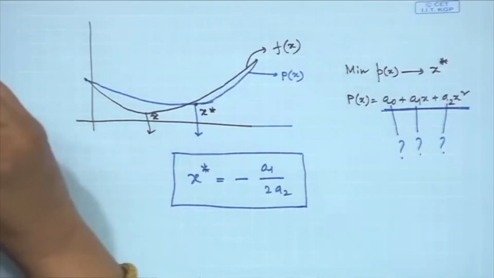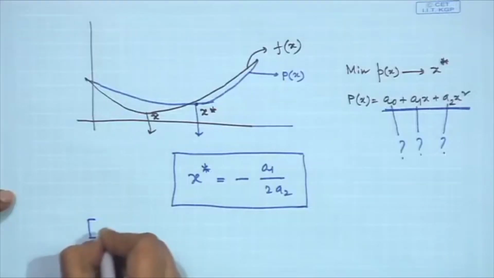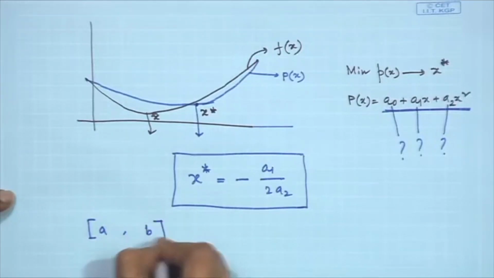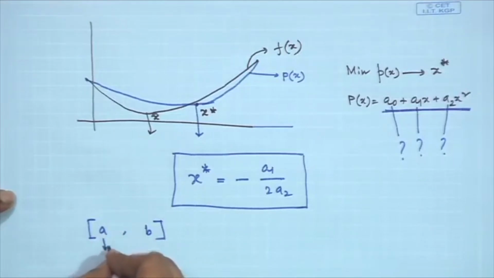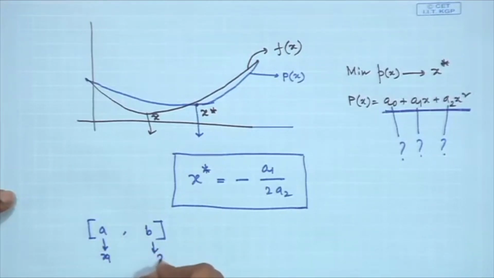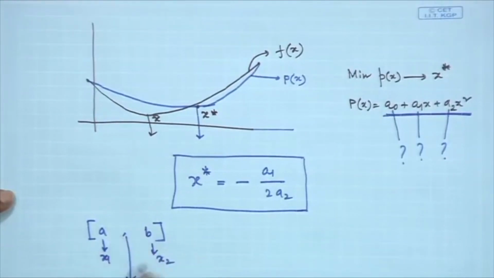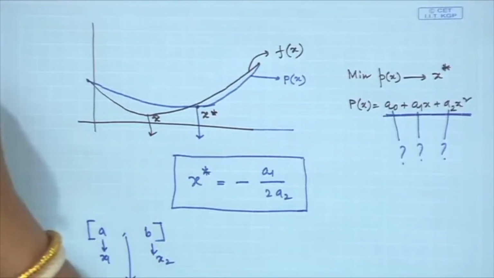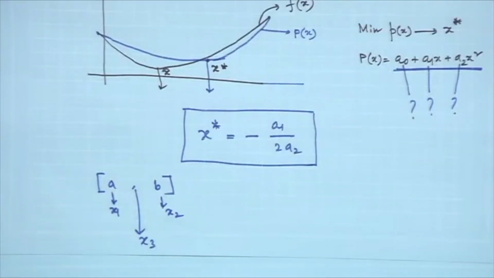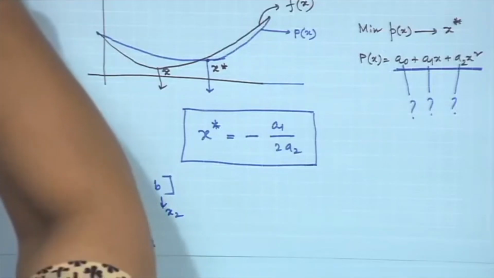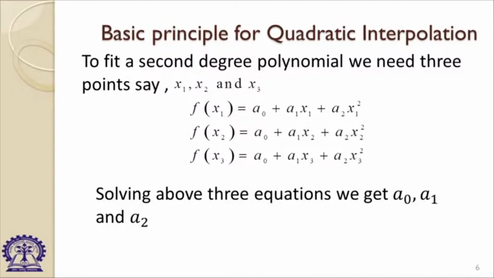Let us consider 3 points are given, that is x1, x2 and x3. Generally in the given problem, if the initial interval of uncertainty is a to b, we consider 3 points as a as x1, b as x2 and the middle point of a and b as x3. Here also we will do the same thing. Let us see how the algorithm works for this.